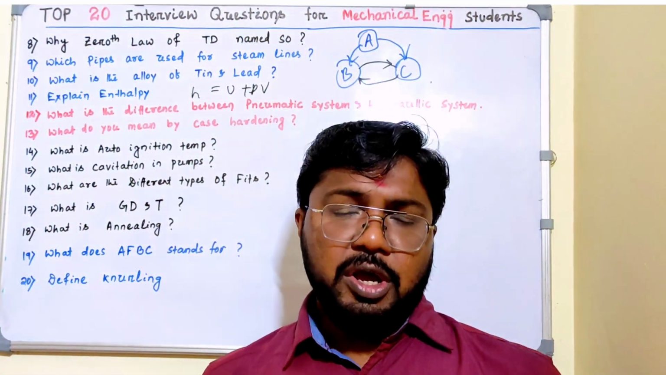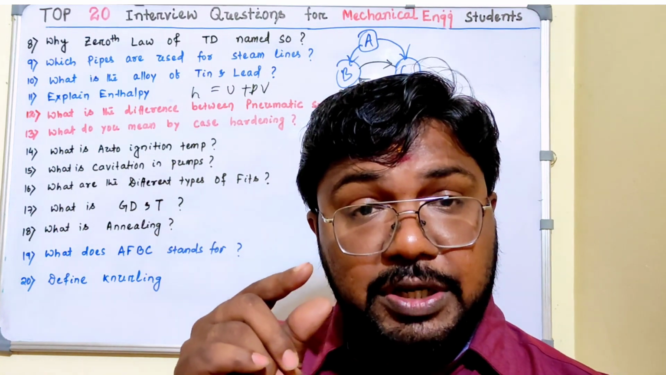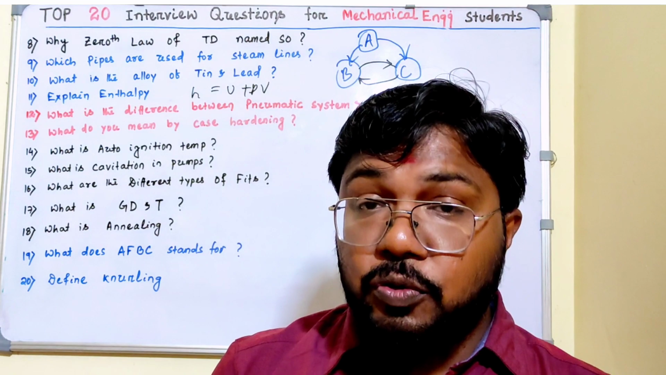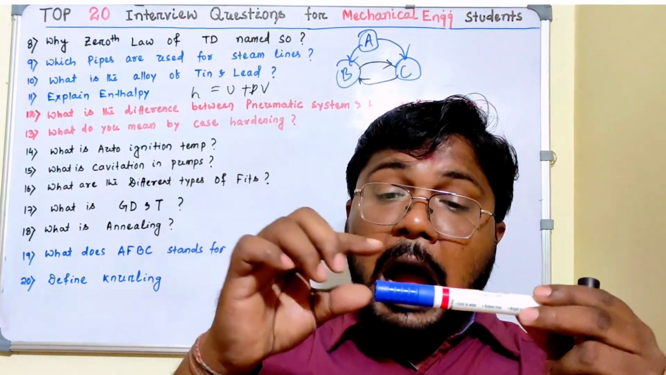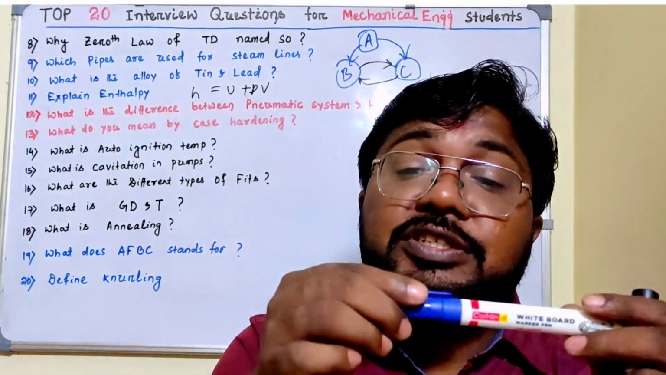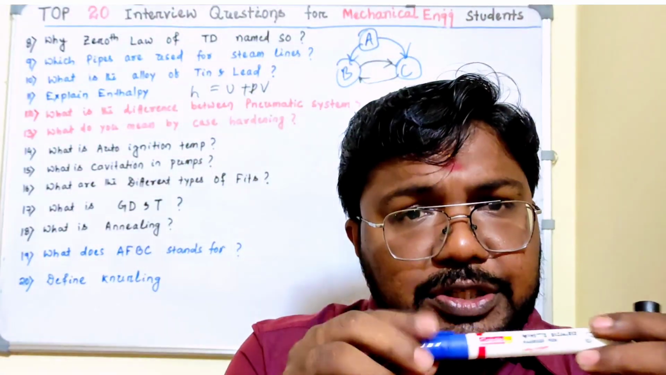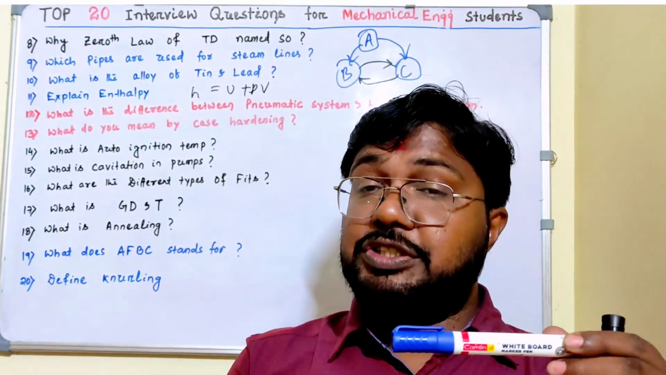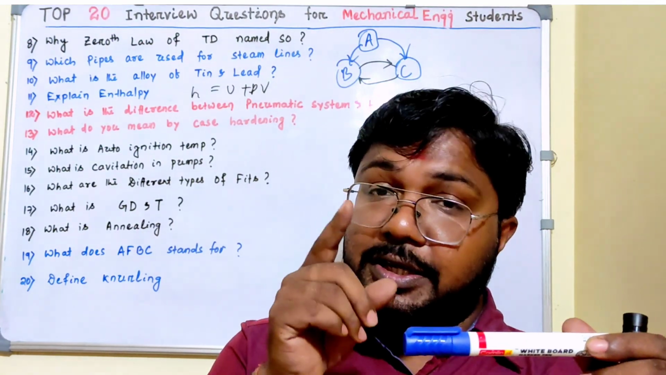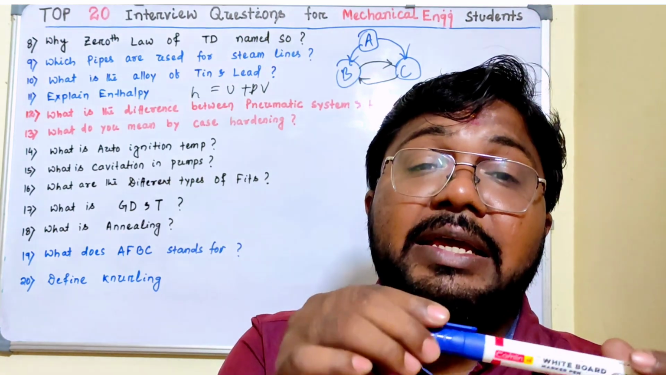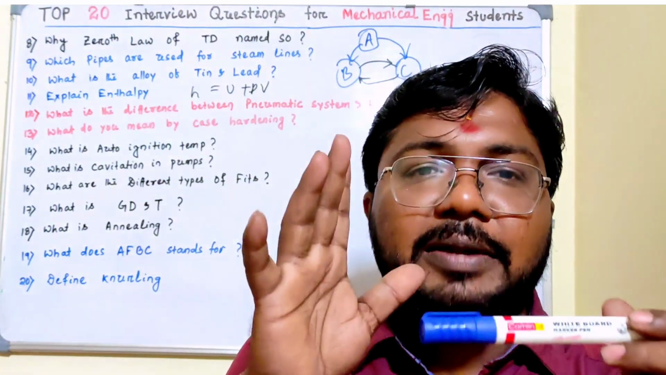And finally, the question number 20. Define knurling. Knurling is a manufacturing operation, and it is performed on a lathe over a shaft. Knurling means the creation of a pattern. You can see over here a pattern. This type of pattern is known as knurling, which is prepared on a lathe for easy handling of the shaft or a bar.